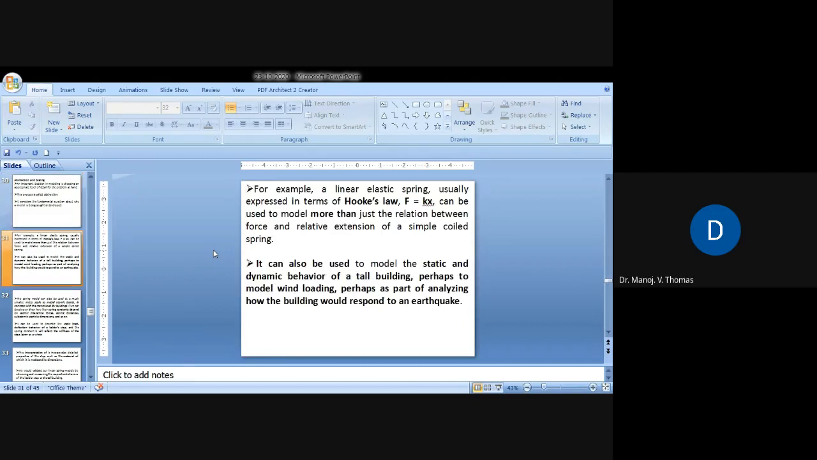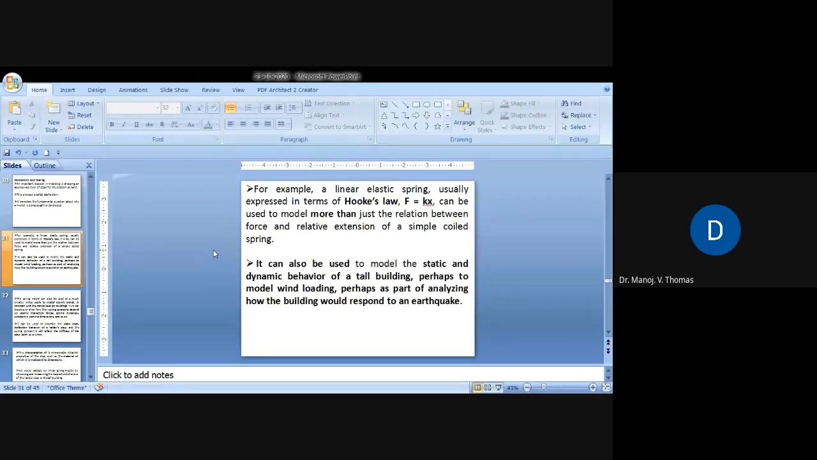So for example, a linear elastic spring. Again, we are coming to physics. We told you that mathematical modeling involves a lot about mathematics, physics and science. It is usually expressed in terms of Hooke's law. You might know, when you stretch a spring by a force F through a distance x, the force generated is F is equal to kx, where k is a constant. That constant depends upon the type of spring that we use. So this is Hooke's law.